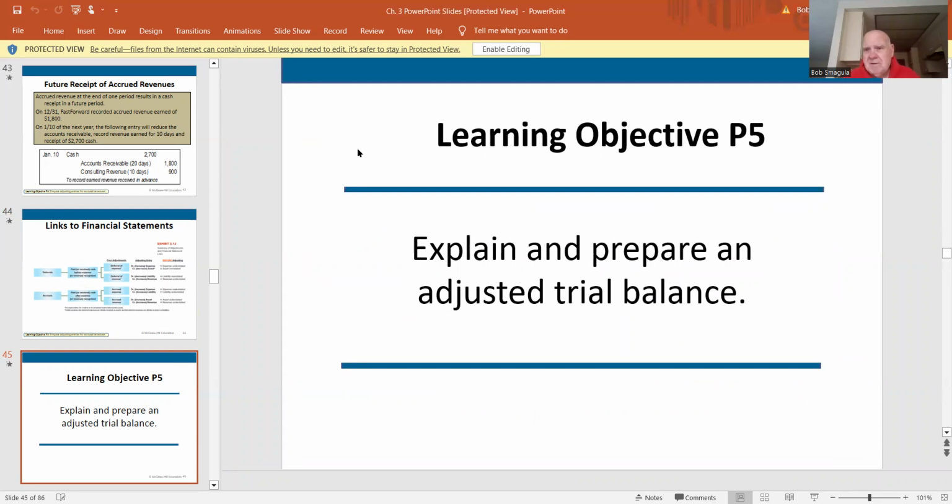Well, we know what a trial balance is now, right? We learned that in chapter 2. A trial balance is simply a listing of all the accounts in your chart of accounts. They're listed in order of asset, liability, equity, revenue, expenses, and they show a debit column and a credit column. And at that point, the only thing the trial balance does for us is prove our debits equal credits, okay?